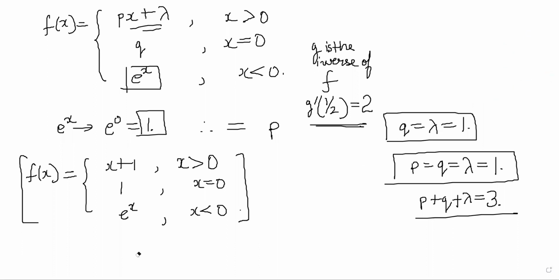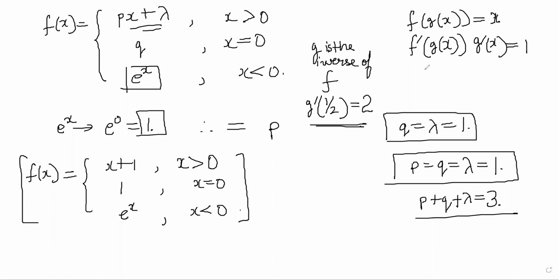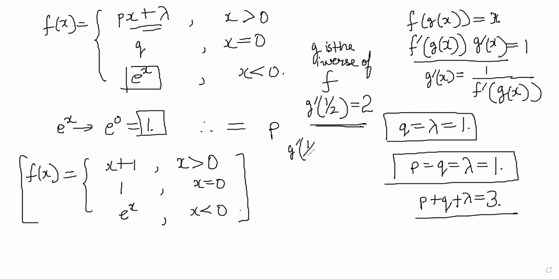If G and F are inverse of each other, we have the relation that f of g of x is equal to x, right? So the derivative, f dash g x into g dash x, will be equal to 1. So g dash x is basically equal to 1 by f dash g of x. So if I have to find g dash half, I'll put x is equal to half, and this should be equal to 1 by f dash g of half, right? So what is g of half?